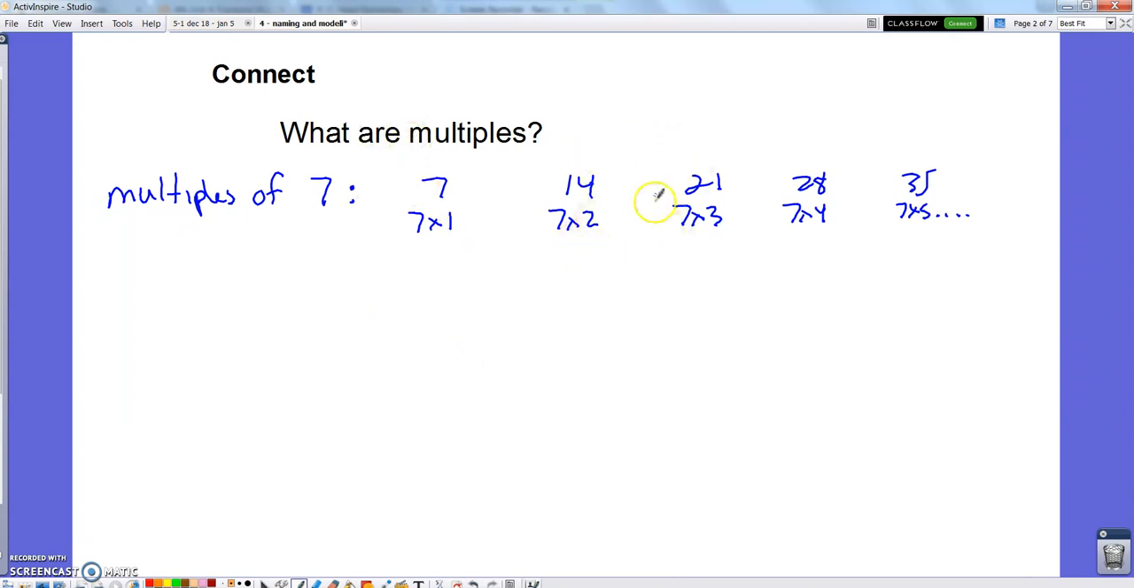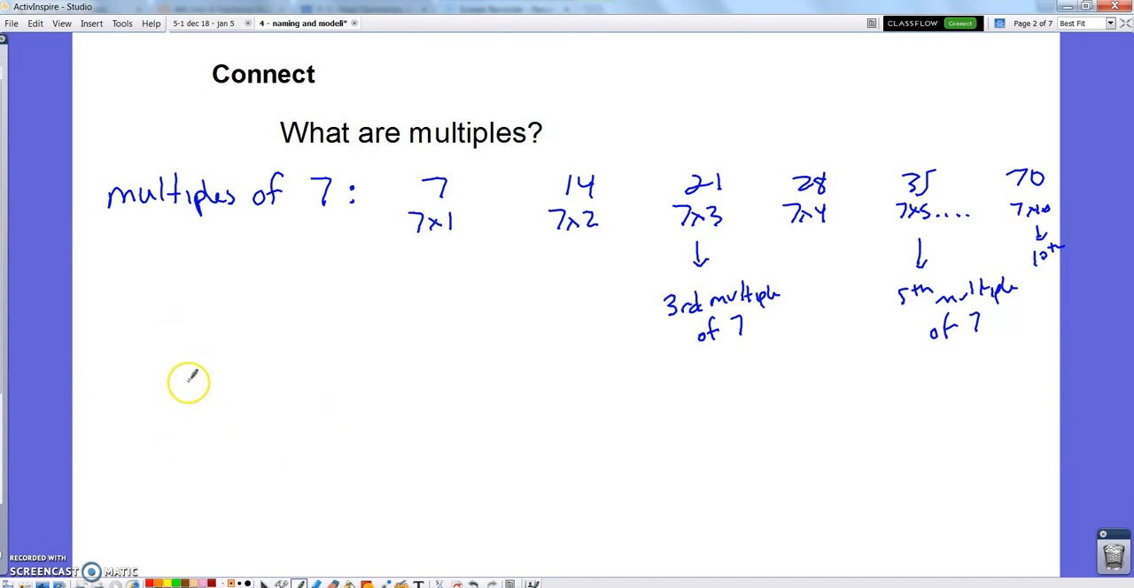So we would say like 21, that is the third multiple of 7. And 35 is the fifth multiple of 7, right? And sometimes we can list them. You know, the 10th multiple of 7 is 7 times 10, which is 70. That's the 10th one. And so on. We can find any number multiple you want. Sometimes we don't make the whole list.